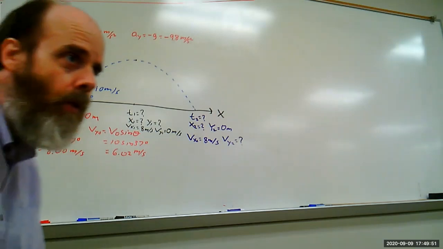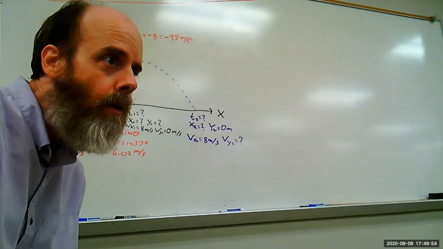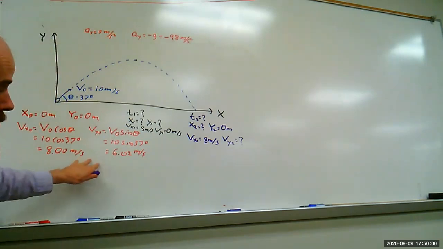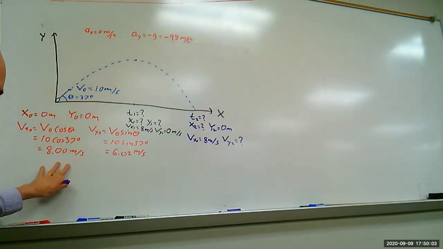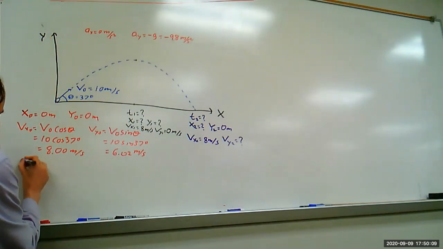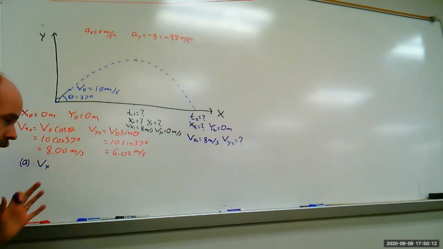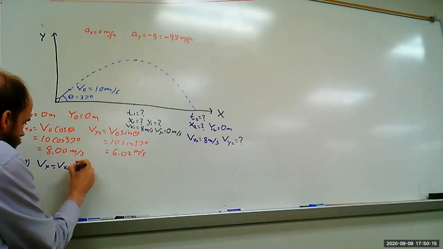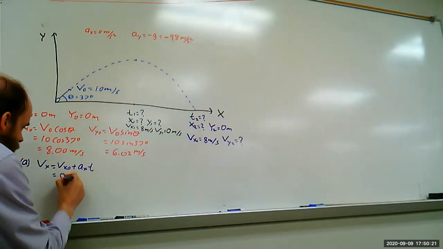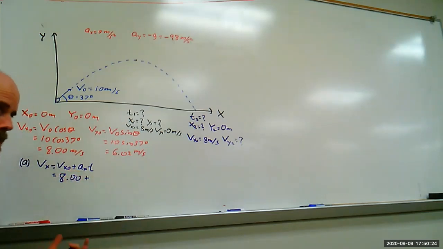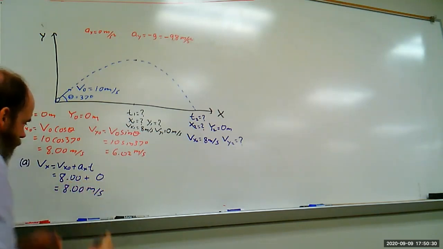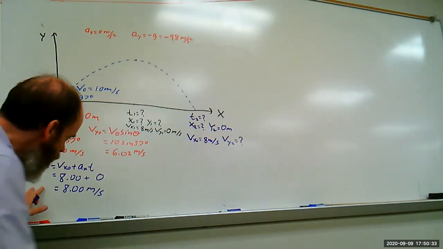The first part asks, what were the horizontal and vertical components of the football's velocity? Well, we know the initial components of the football's velocity. Let's find the components at any time t. So part A, Vx at any time is Vx0 plus Ax times t. Vx0 is 8.00. Ax is 0. So we get 8.00 meters per second. So Vx is constant throughout the journey of the football.